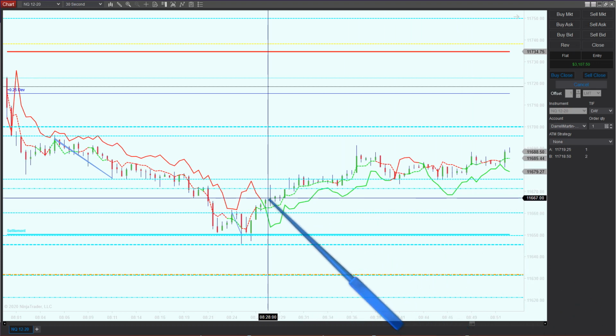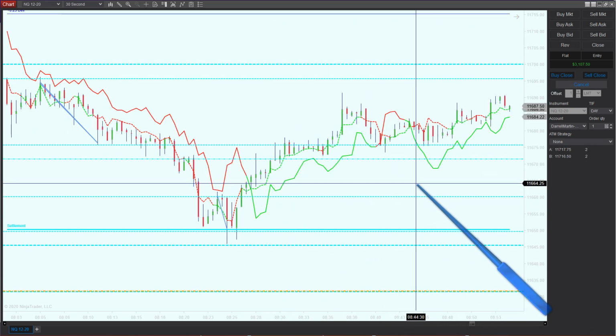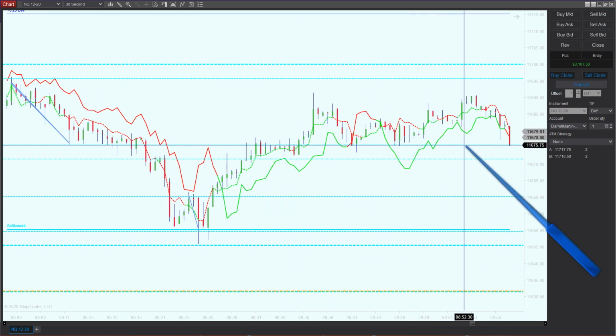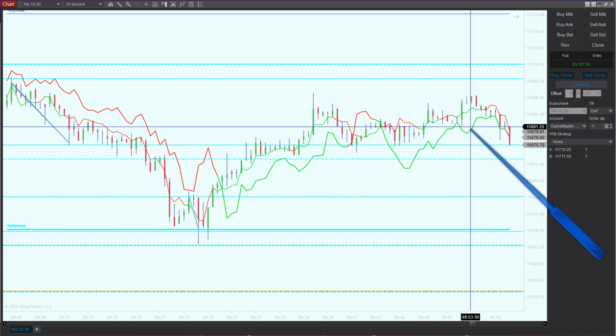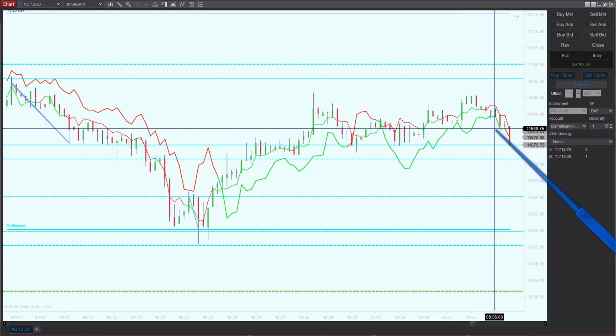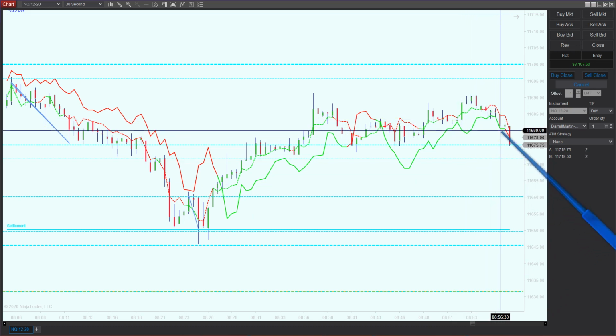Now, if you're in the original simplicity, when you're trailing, you got 5 points below, and then all of a sudden, boom, it's going to hit it right there.